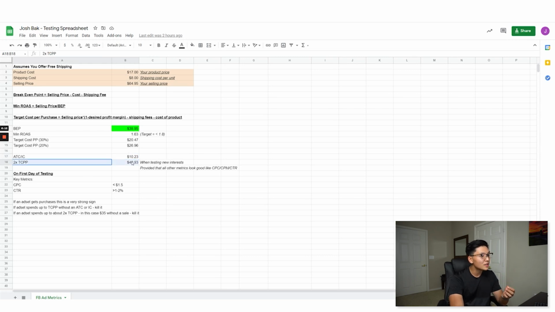And then this 2 times target cost per purchase is my metric for when I'm testing new audiences or new creatives. Let's say, for example, I'm testing a brand new creative, brand new angle. What I do is I let that ad spend up to 2 times the target cost per purchase. So I will let it spend up to about $40, right? And it's already calculated this because 30% is my general rule of thumb gross profit margin. The 2 times target cost per purchase is $40. So when I'm testing, I'll let that ad spend up to $41, and then I'll turn it off, or I'll just review the data.